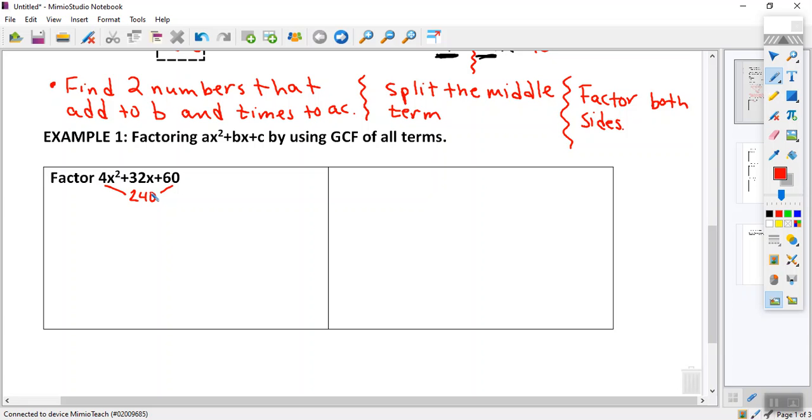12 and 20. 12 and how much? 20. I might just jot them down up here. 12 and 20 are what we get out. Guys, what is 12 plus 20?